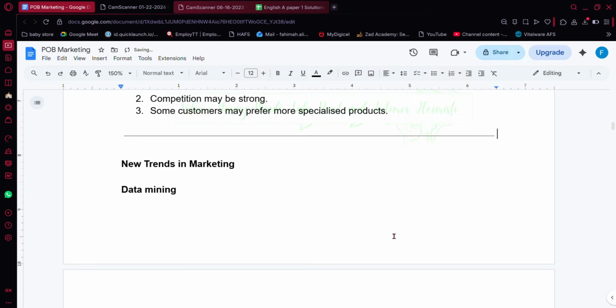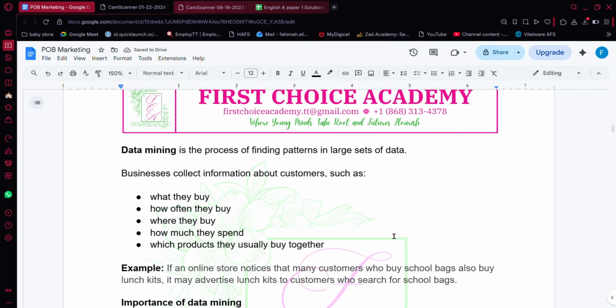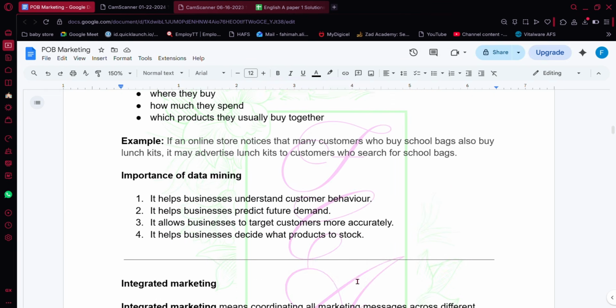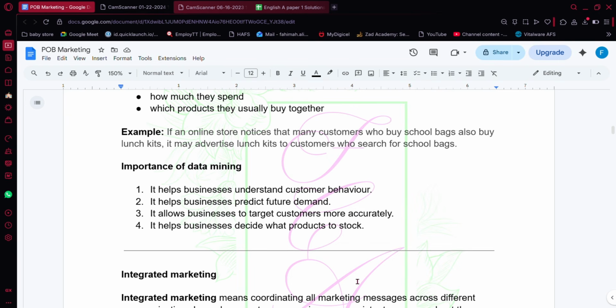New trends in marketing, which would be data mining, is the process of finding patterns in large sets of data. Businesses collect information about customers, like what they buy, how often they buy, where they buy, how much they spend, and which products they usually buy together. The importance of data mining is that it helps businesses understand customer behavior, predict future demand, target customers more accurately, and decide what products to stock.